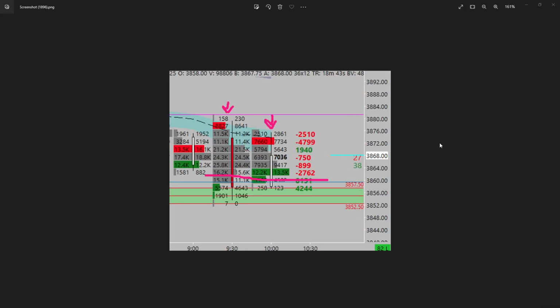So again, 30-minute candle. What do we have? We have a clear zone where buyers are trying to hold. We know this because we have a bid. The bid is trying to move up, and we have active sellers trying to move down.